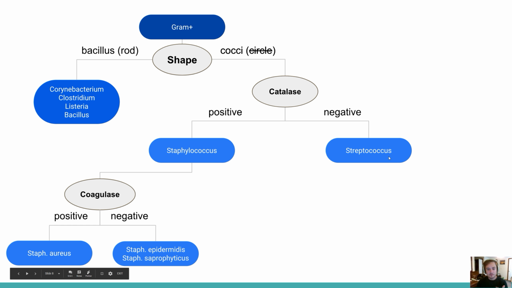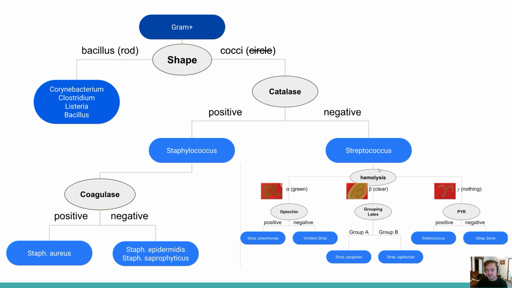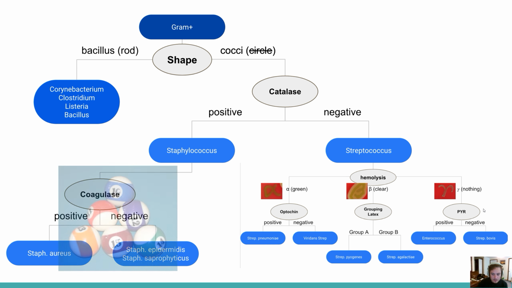If it's strep, what's the first thing we're going to do? We're going to look at what kind of hemolysis it has on the blood plate. If it's alpha, what are we going to do? The optochin, like a little optochin disc drop there. If it's beta, then we're going to do either grouping latex or bacitracin sensitivity. Then if it's gamma, we're going to do PYR and see if it's positive or negative there.